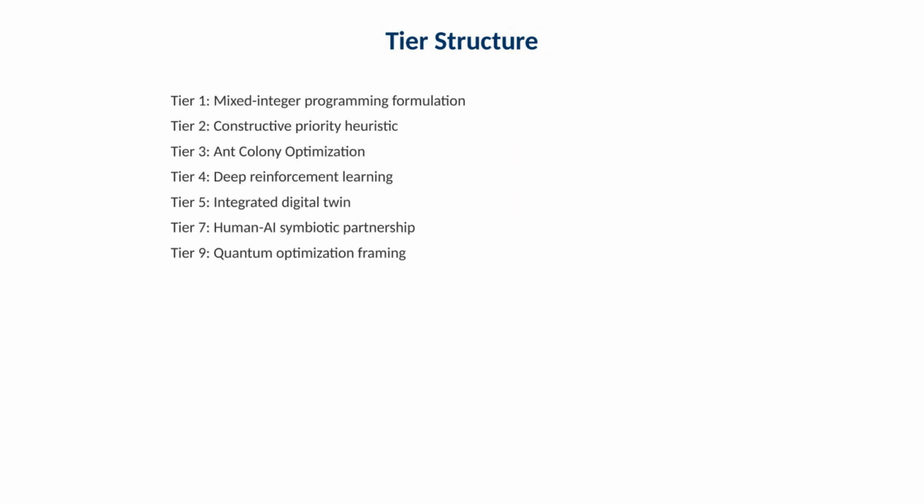This deck is organized by tiers. Tier 1 is a mixed integer programming formulation. Tier 2 is a constructive priority heuristic. Tier 3 uses ant colony optimization. Tier 4 uses deep reinforcement learning. Tier 5 is an integrated digital twin. Tier 7 is a human and artificial intelligence symbiotic partnership. Tier 9 introduces a quantum optimization framing.